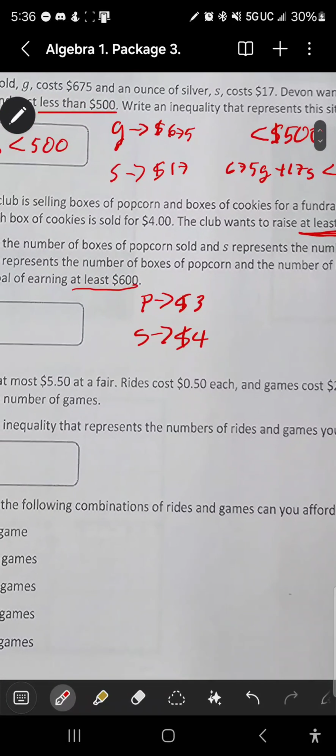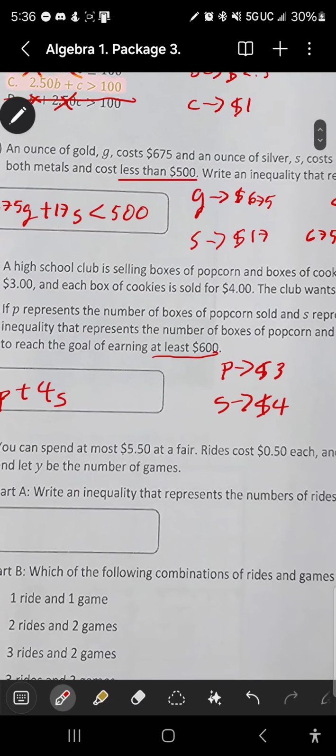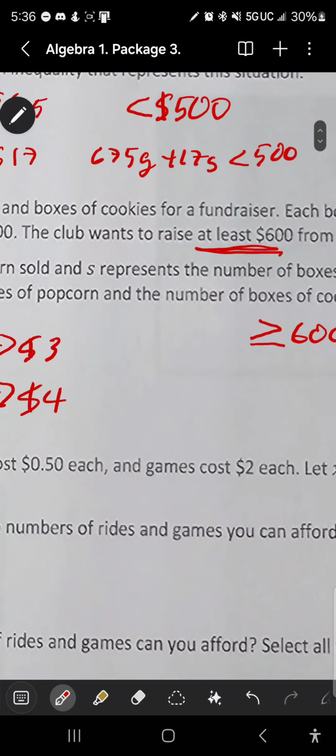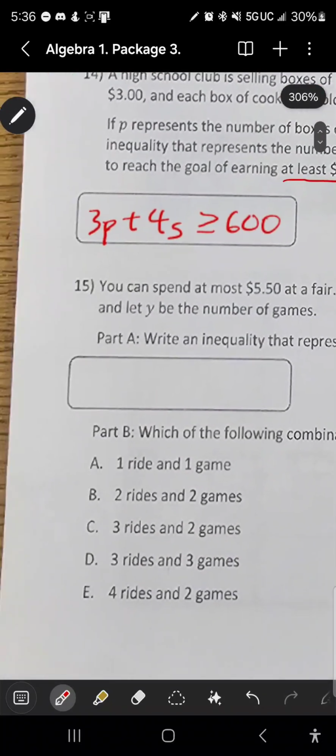And then it needs to be at least 600, including the 600, since that's the minimum amount they are looking for. We're going to say greater than or equal to 600, which is basically what we determined before.